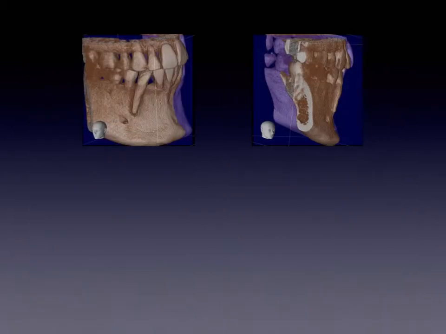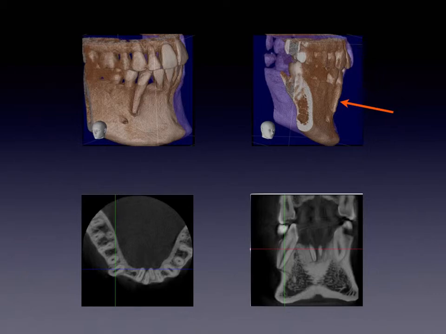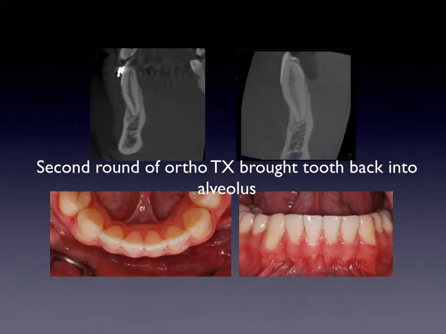This was published in the AJODO. The root came right through the cortical plate, and if you look at the slices, you can see in the lower right cuspid even the alveolar nerve traveled along with the root. So the orthodontist said, let's deal with this. And they retreated the case, moved the root back into place, and actually the bone healed around that area very nicely.